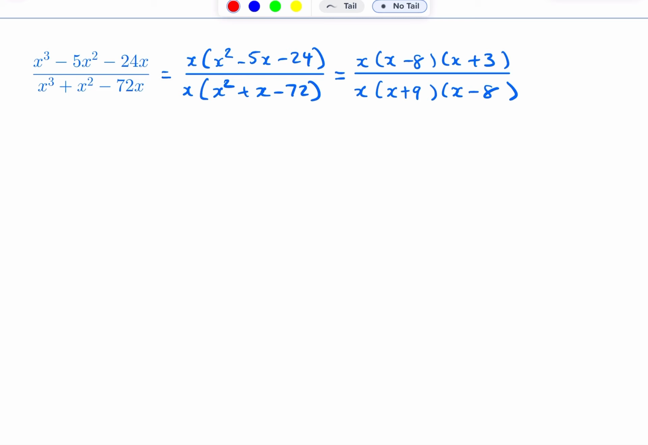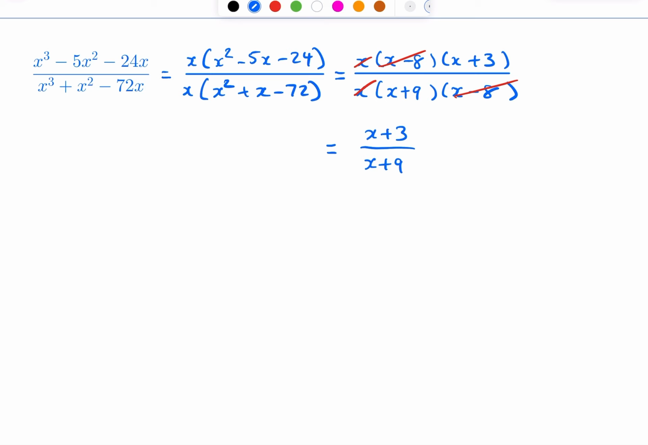Okay, so now at this point, we can go ahead and cancel. Let's see here. We have an x minus 8 up here and an x minus 8 down here. So we can go ahead and cancel that out because they come out to 1. And then we also have an x up here and an x down here, so we can go ahead and cancel those out. And so what that means is we're now left with x plus 3 over x plus 9. Okay, so that ends up being our answer, but we also need to be a little bit more thorough in our answer in that we have to specify what possible domains are for this expression.